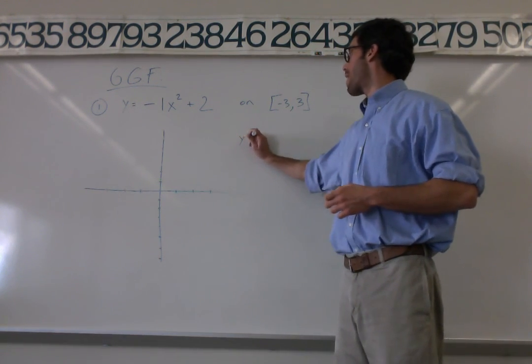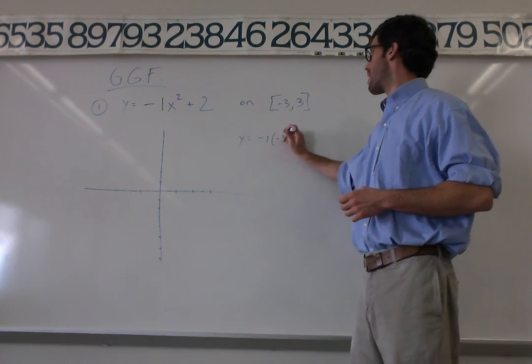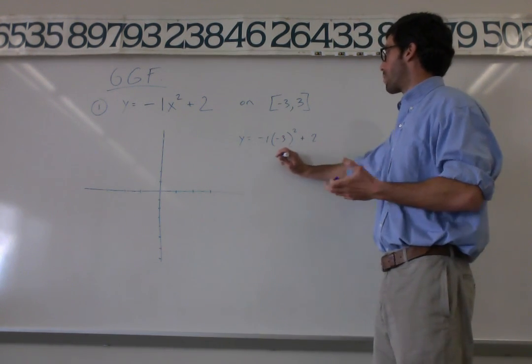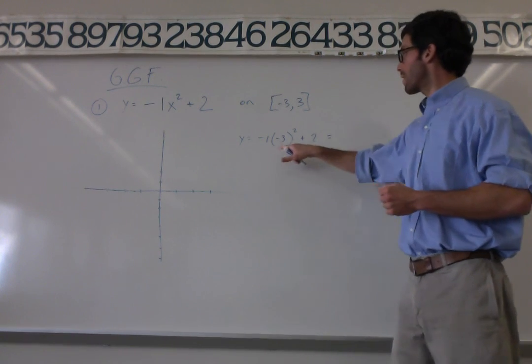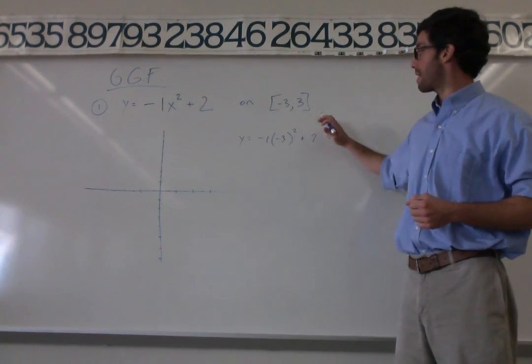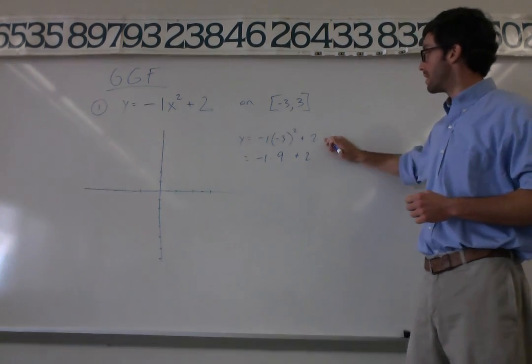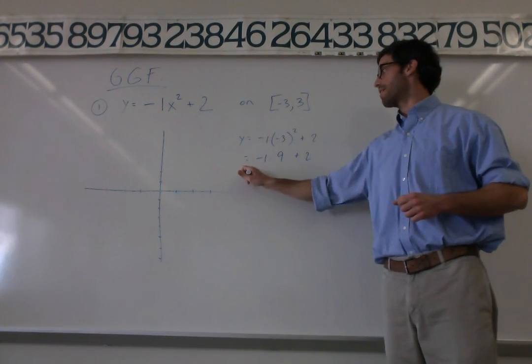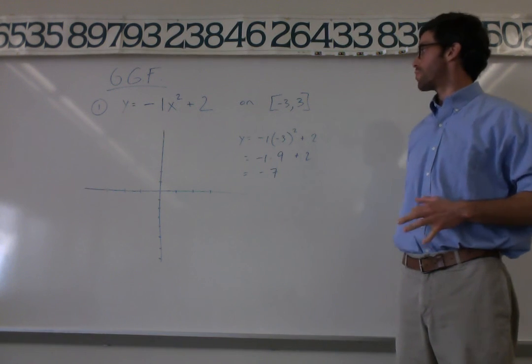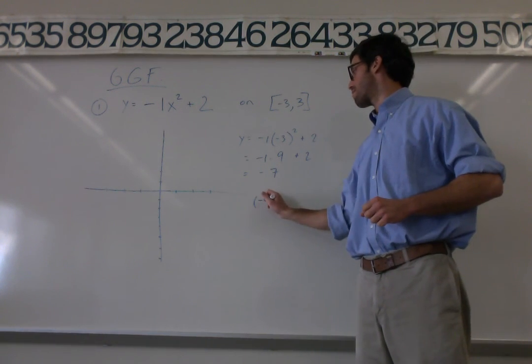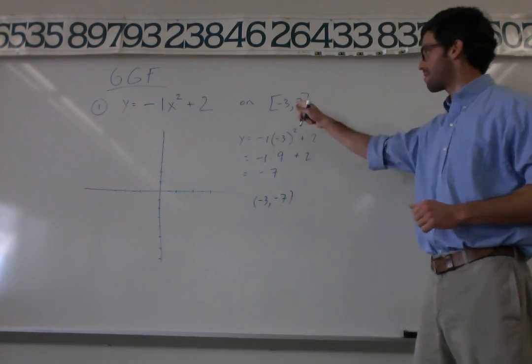So for negative 3, y equals negative 1 times negative 3 squared plus 2. We end up getting negative 3 squared is positive 9. Write this down here. So we get negative 1 times positive 9 plus 2. This is negative 9 plus 2, which is going to be negative 7. So one point is definitely going to be negative 3, negative 7. That's one of these endpoints.